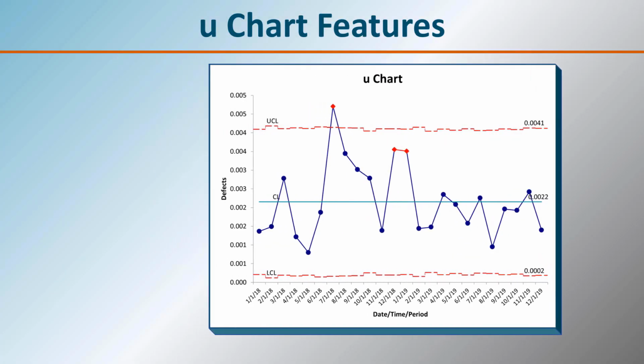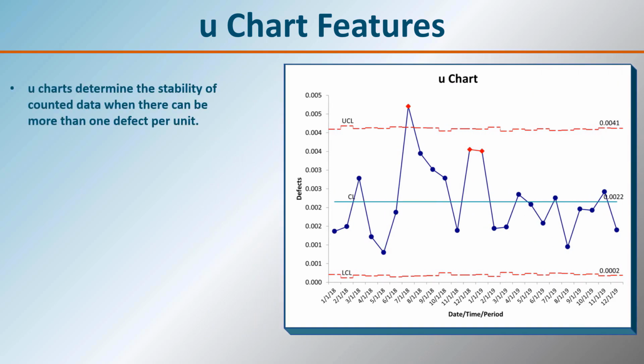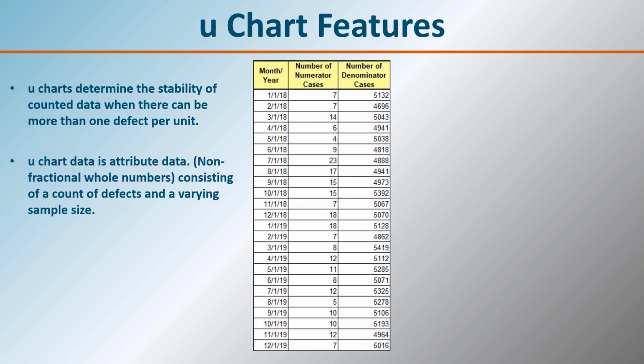A U-chart determines the stability of a process when there can be more than one defect per unit. Some examples might be errors per bill or dents in a car door. U-chart data is attribute or counted data consisting of a count of defects and a varying sample size.